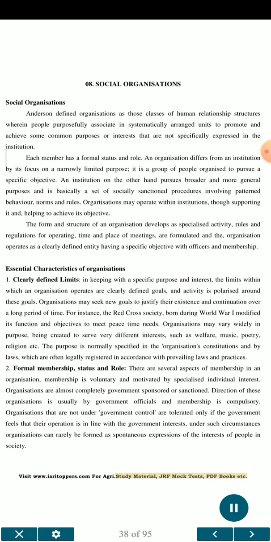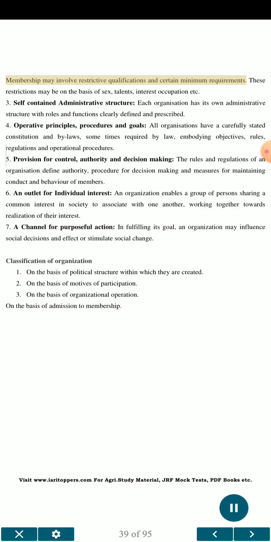Membership may involve restrictive qualifications and certain minimum requirements. These restrictions may be on the basis of sex, talents, interest, occupation, etc. 3. Self-contained administrative structure. Each organization has its own administrative structure with roles and functions clearly defined and prescribed. 4. Operative principles, procedures and goals. All organizations have a carefully stated constitution and bylaws, sometimes required by law, embodying objectives, rules, regulations and operational procedures.